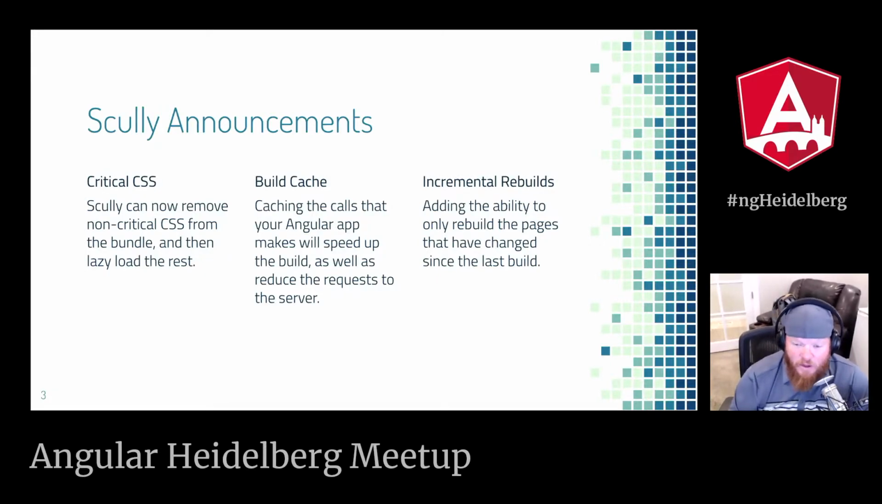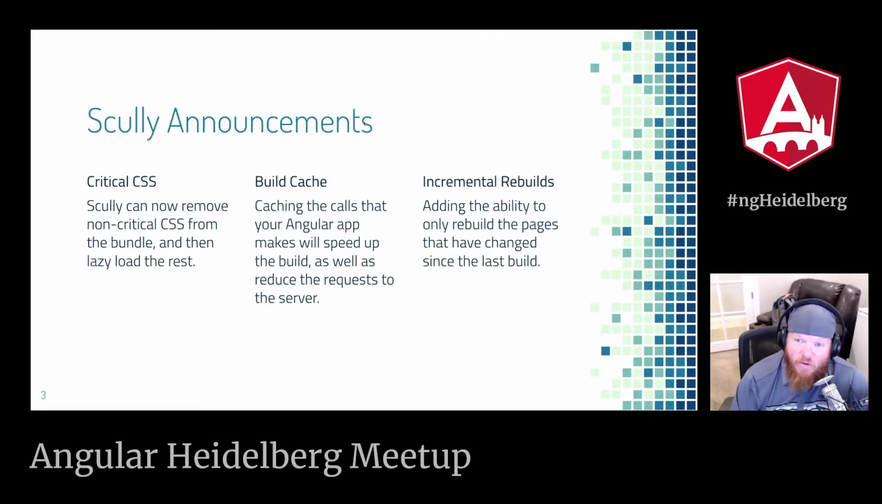And so we have build caching. Build caching will turn into some enterprise features as well, which is going to be really, really cool. Just know what this means for the average developer: Scully just got way faster. That's what build caching means. It got faster to build, which for developers is often one of our biggest concerns.